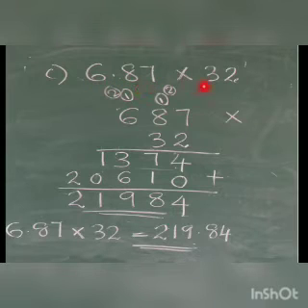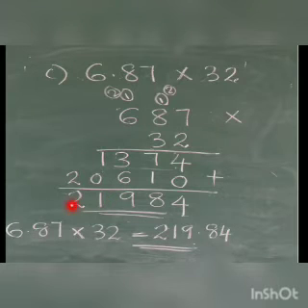6.87 into 32. So without the decimal point, multiplying 687 into 32, what are you getting? 7 2s are 14, 1 carry over. 8 2s are 16 plus 1, 17, 1 carry over. 6 2s are 12, 12 plus 1, 13. Then this is 2-digit multiplication. Then 3 into 7, 21, 2 carry over. 8 3s are 24 plus 2, 26. 2 again carry over, 6 3s are 18, 18 plus 2, 20. Now adding: 4, 7 plus 1, 8, 6 plus 3, 9, 1, 2.